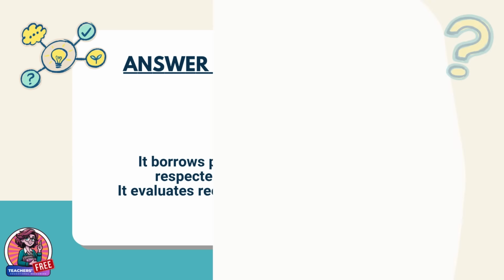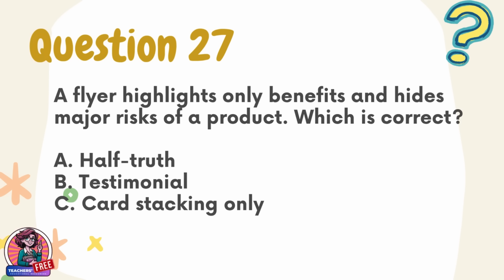Question 27. A flyer highlights only benefits and hides major risks of a product. Which is correct? A. Half-truth. B. Testimonial. C. Card stacking only.